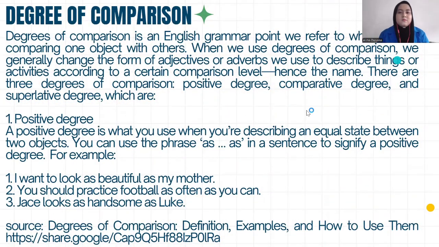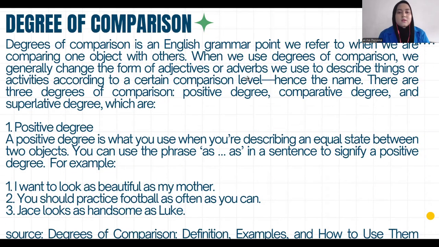And for the first one, we have degrees of comparison. Degrees of comparison is an English grammar point we refer to when we are comparing one object with others. When we use degrees of comparison, we generally change the form of adjectives or adverbs we use to describe things or activities according to a certain comparison level, hence the name. There are three degrees of comparison, which are positive degree, comparative degree, and superlative degree.